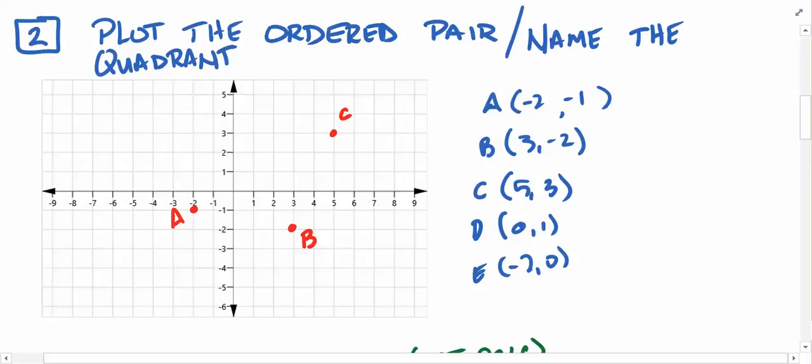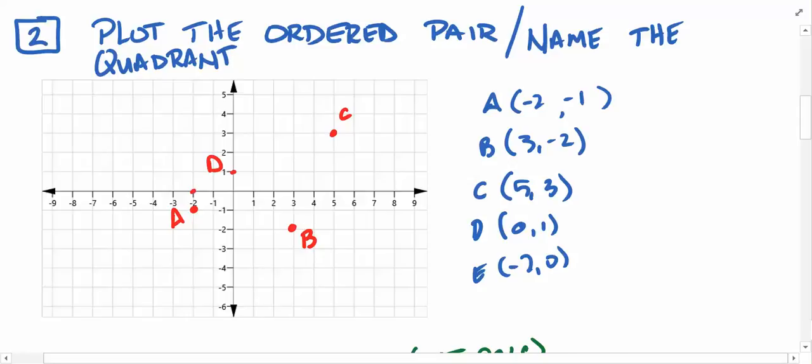Okay. Point D. From the origin, we go 0 units left or right, and we go 1 unit up. Very good. And that's point D. And then point E. That's a -2, by the way. What do we do for point E? From the origin, go left 2 units, and that is point E.